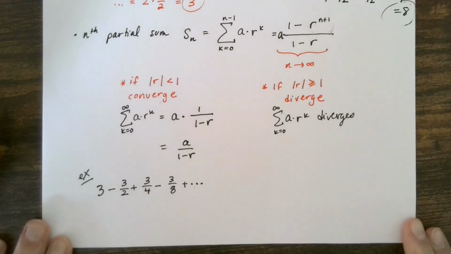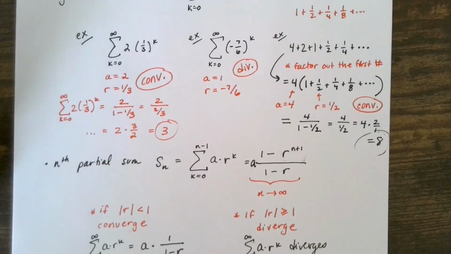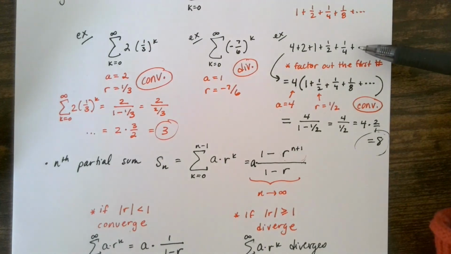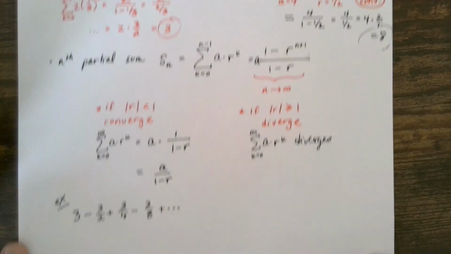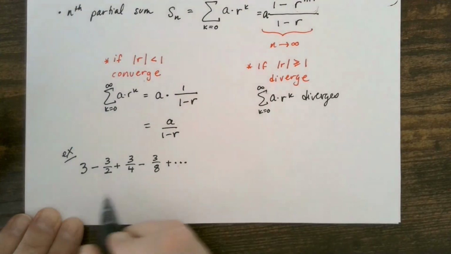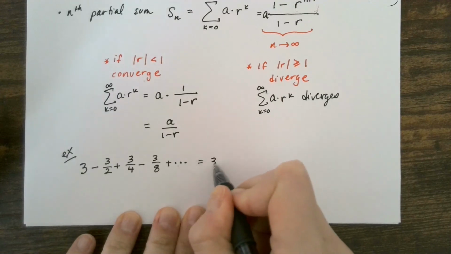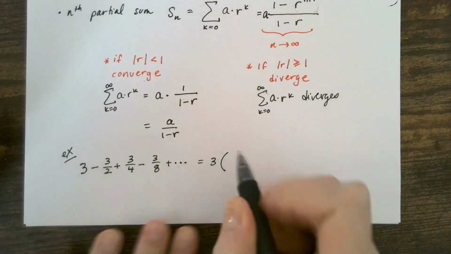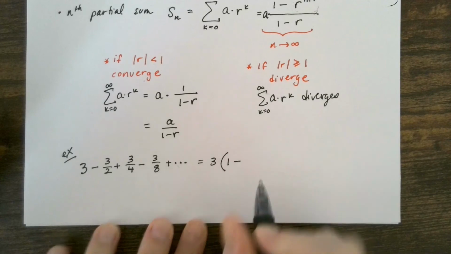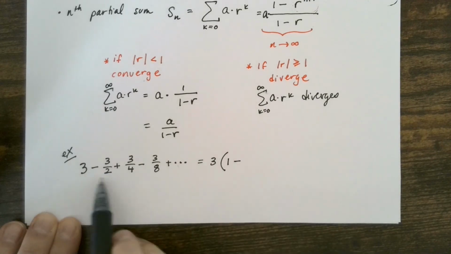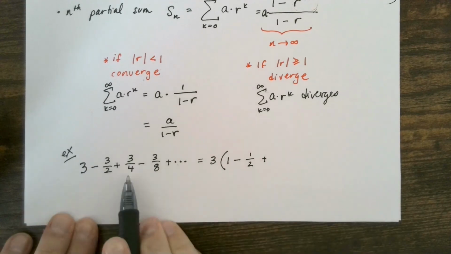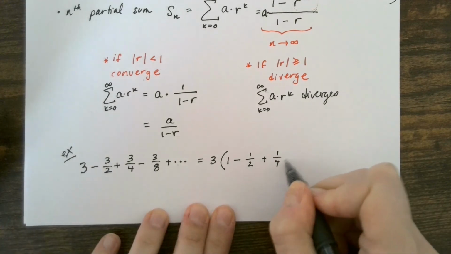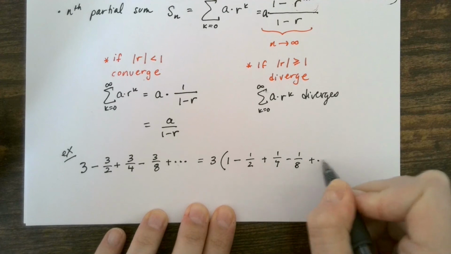I'm going to treat this one very similarly to the example with the 4 plus 2 plus 1. I'm going to factor out my first number so that I can find the A and R, and those will help me answer the rest of the question. So if I factor out the 3, I get a 1 here, which is by design. And then minus, this is 3 halves divided by 3, so I get 1/2. 3 over 4 divided by 3 is a fourth, and we start to see our pattern here.